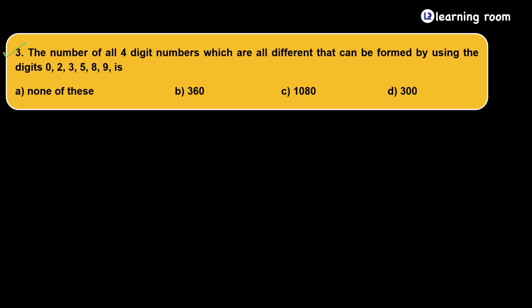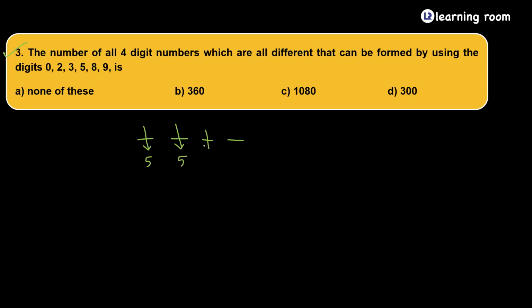The number of all 4-digit numbers which are all different that can be formed by using the digits 0, 2, 3, 5, 8, 9. So how many digits? 1, 2, 3, 4. Since you want a 4-digit number, the first place cannot start with 0. So how many possibilities are there? How many numbers are given? 1, 2, 3, 4, 5, 6. So out of the 6 numbers, you can use any 5. Since you have used any one of them, here you can use 5.